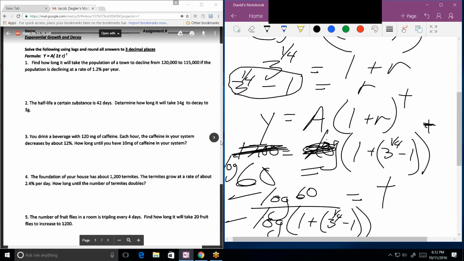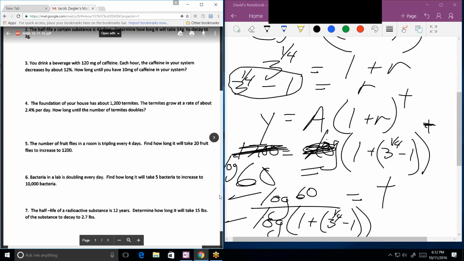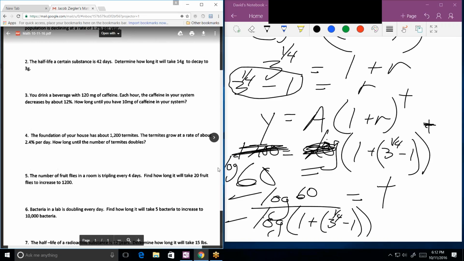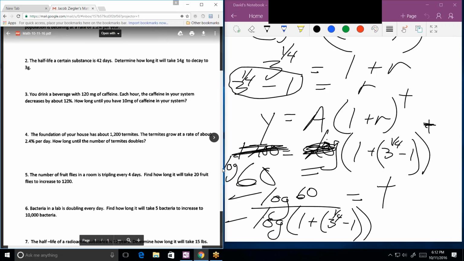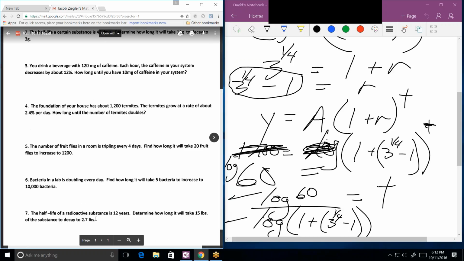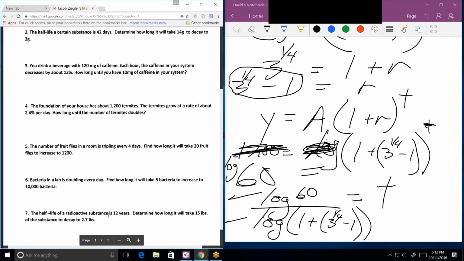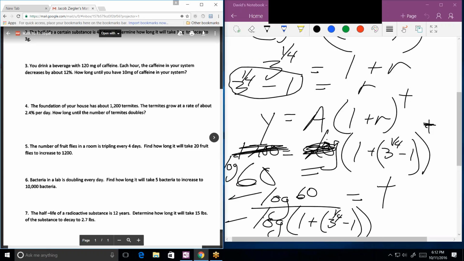Ooh, more. Well, we're not going to have time to do the last two. But let me just give you a hint. The last one is a half-life thing. So the way you're going to set it up is 1/2 A equals A times 1 plus R to the 12 years.